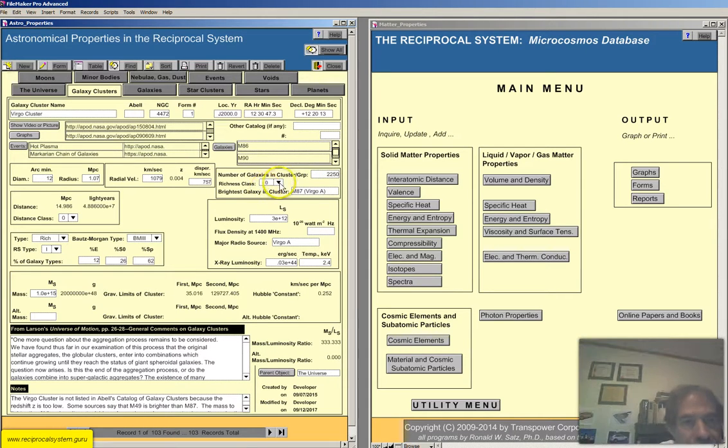The richness class is 0. You can see there's a choice, 0 all the way to 5. The brightest galaxy in the cluster is M87, which is interesting. I don't know if I can have that here.